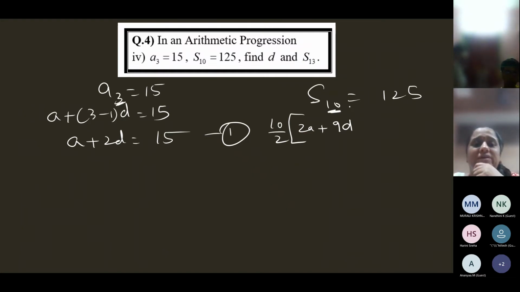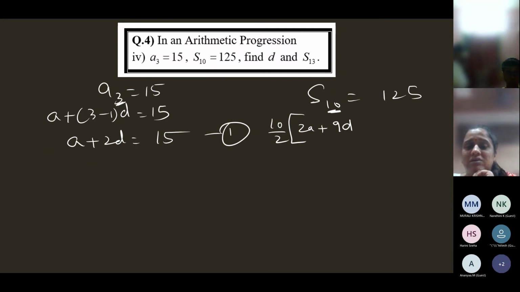Why don't we know A and D? Because the AP is not given. You don't know the first term, you don't know the common difference. So you don't know A, you don't know D. But you know N, because A3 means N is 3, S10 means N is 10.